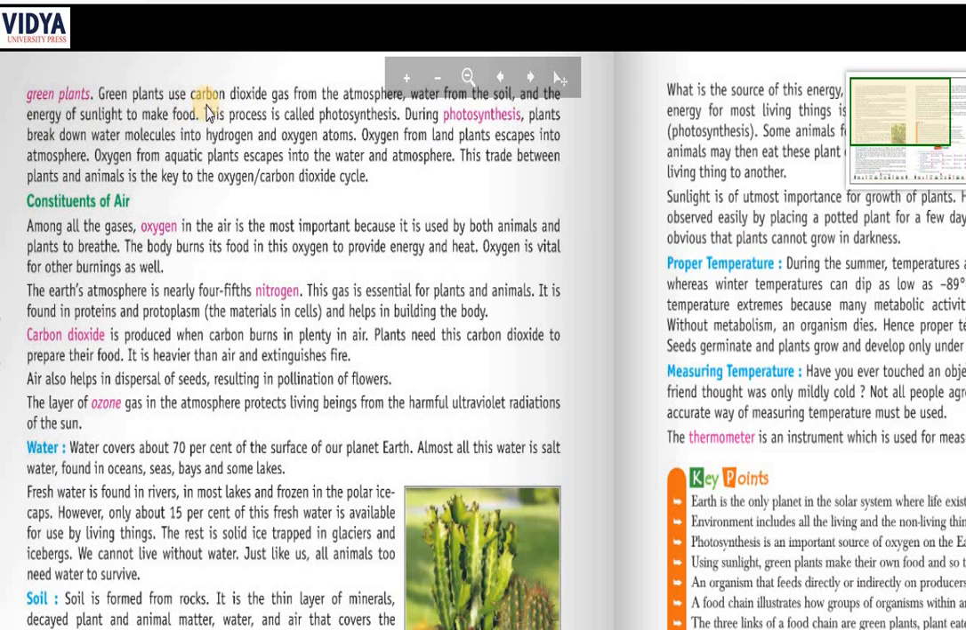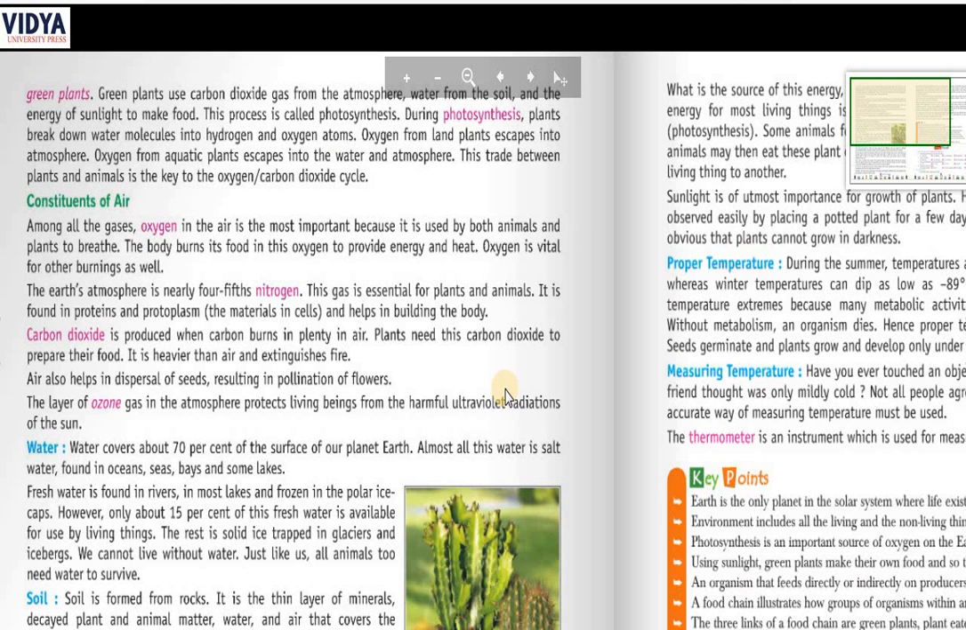Green plants use carbon dioxide gas from the atmosphere, water from the soil and the energy of sunlight to make food. This process is called photosynthesis. During photosynthesis, plants break down water molecules into hydrogen and oxygen atoms. Oxygen from land plants escapes into the atmosphere. Oxygen from aquatic plants escapes into water and atmosphere. This trade between plants and animals is the key to the oxygen carbon dioxide cycle.